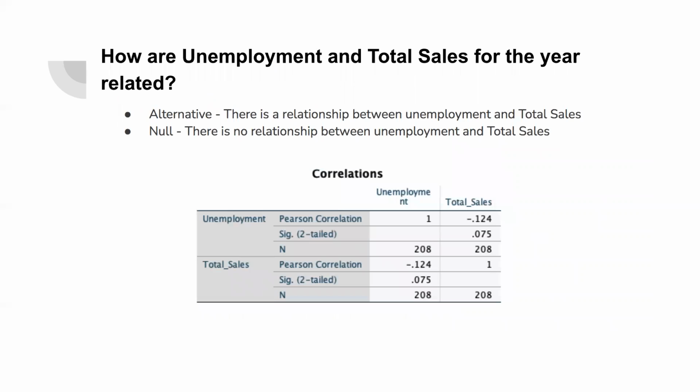We were then asked to determine how unemployment and total sales for the year are related, and we again ran a bivariate correlation analysis between unemployment and total sales. And the analysis told us that we failed to reject the null hypothesis and that there is not a significant relationship between unemployment and total sales. Therefore, we fail to reject the null hypothesis and there is no relationship between unemployment and total sales.